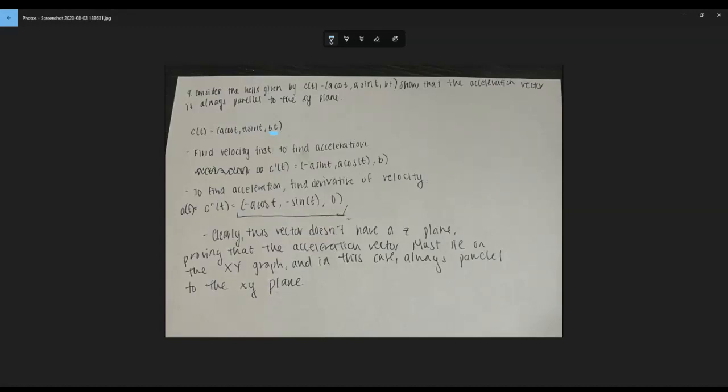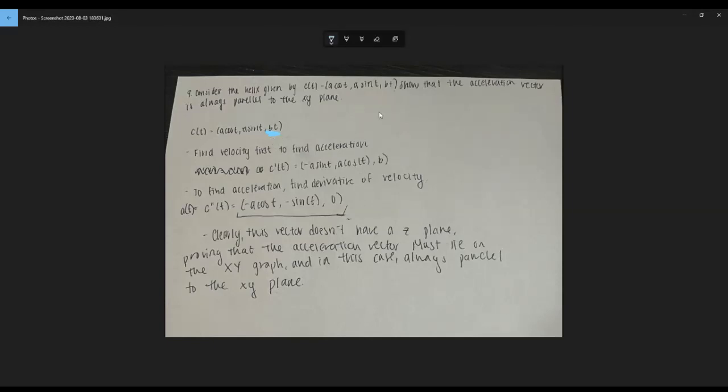Hold on one second. What do you mean the third component is constant? It's bt, and I'm assuming that b is just a constant number. So b is the scalar of t. So bt, the t is still a variable. So bt is linear. It's not a constant. Oh, okay. All right. So yeah, it's a scalar.